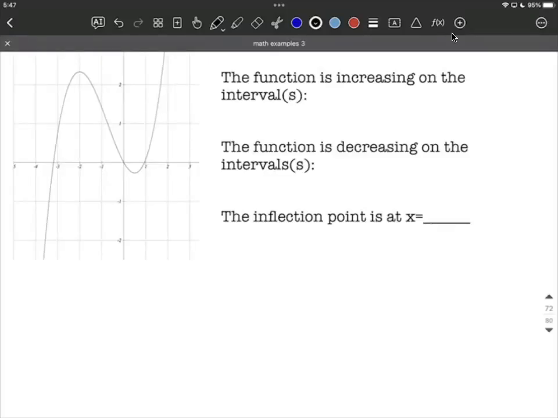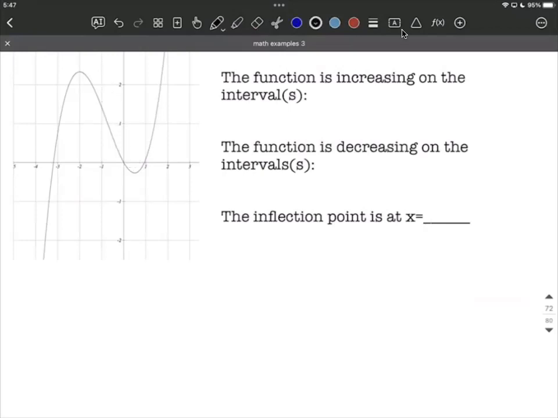In this example, we're given the graph of a function, and we're asked for intervals where it's increasing, intervals where it's decreasing, and then the inflection point. All right, so as we take a look at it, we want to visualize it. It's going to be increasing if we're walking on top of the graph, moving from left to right. If we're going uphill, we consider that to be increasing. If we're going downhill as we walk on top of this, that's decreasing.